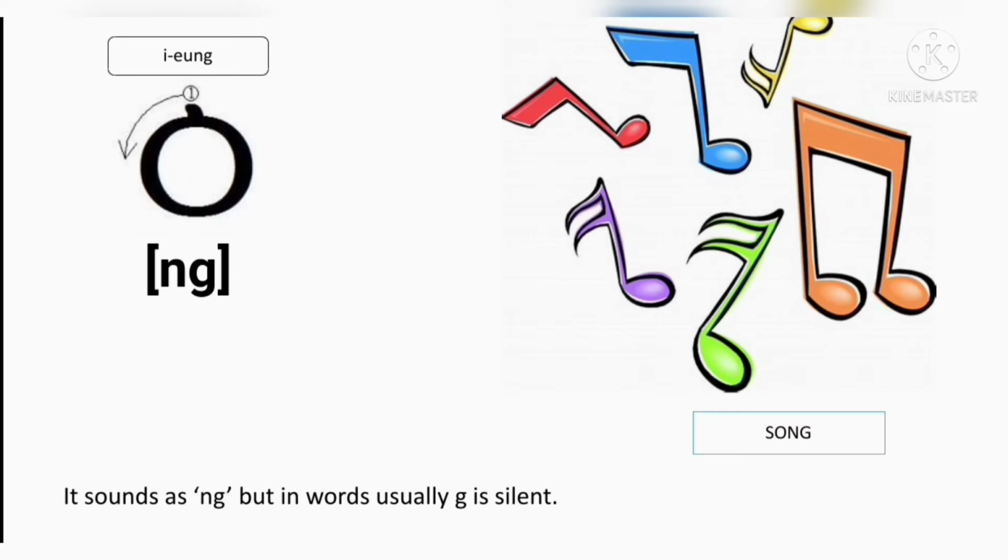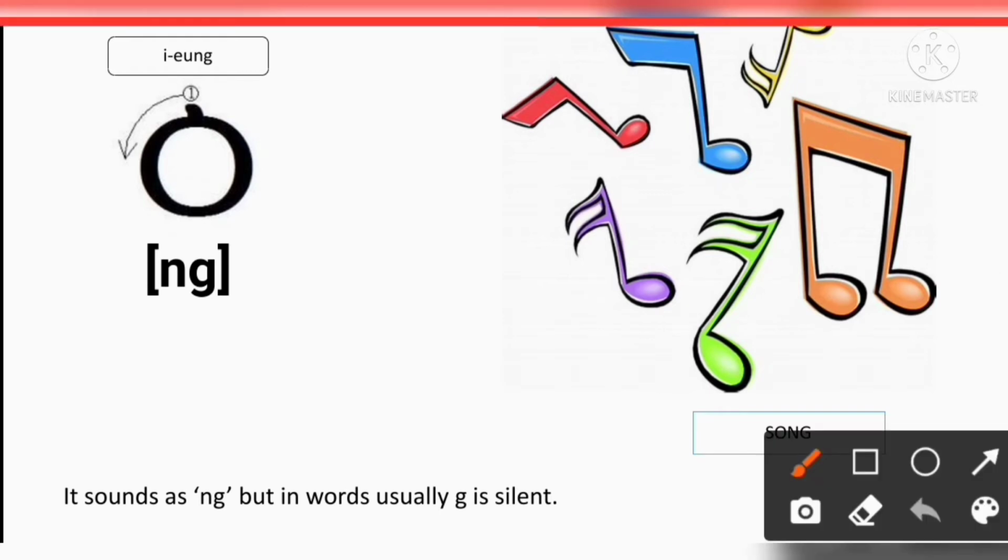And I think you must remember this consonant, as I told you about it in my previous video session. Its name is Ieung. It has a sound, but in words when we write it, it's usually silent. So it's just a circle. You all must have known how to make it. Like, oh sorry, this is like this.